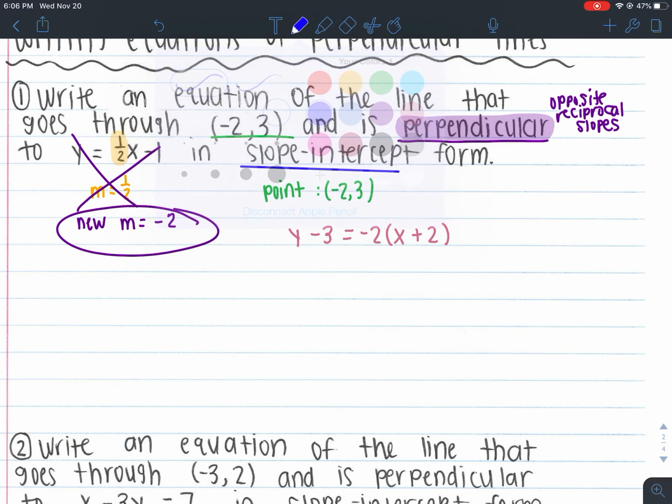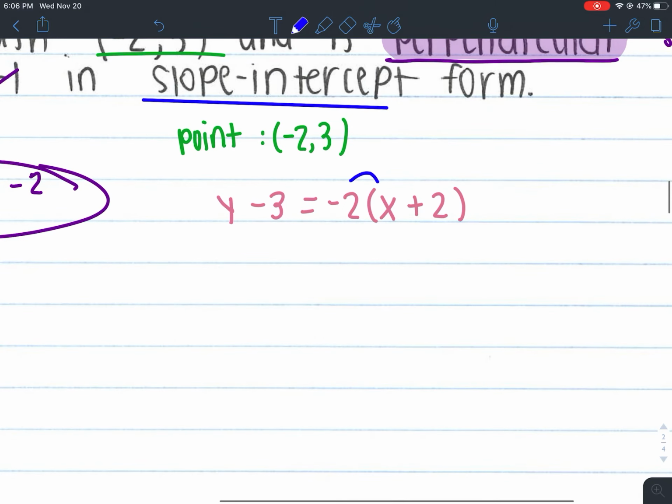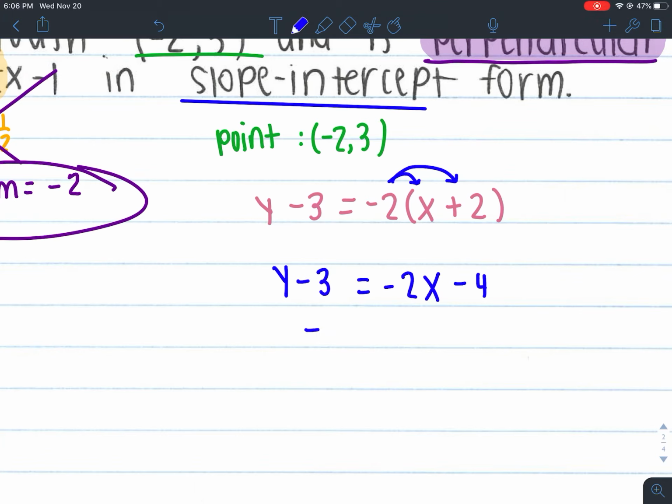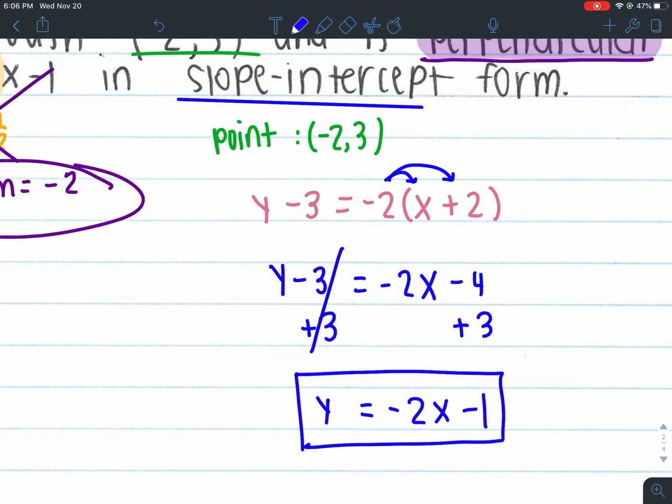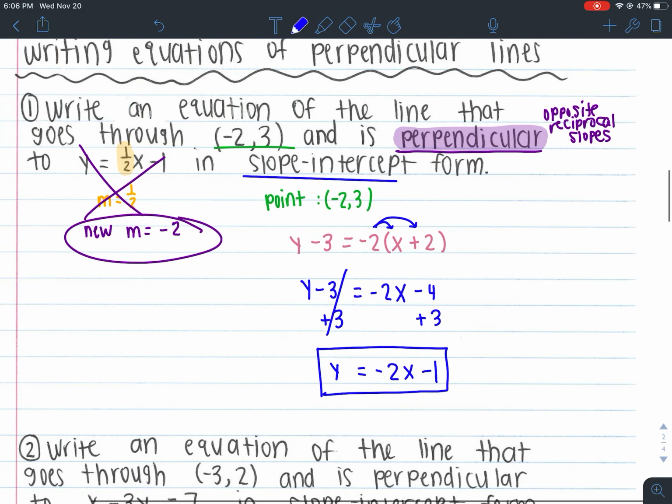So to go from point slope form to slope-intercept form, we want to distribute first. Y minus 3 equals -2x minus 4. And then we want to get y by itself, so plus 3 on both sides. And you can only add to like terms. Y equals -2x minus 1. This is my new equation. I wrote an equation that is perpendicular to the other equation, and it goes through the point -2, 3.